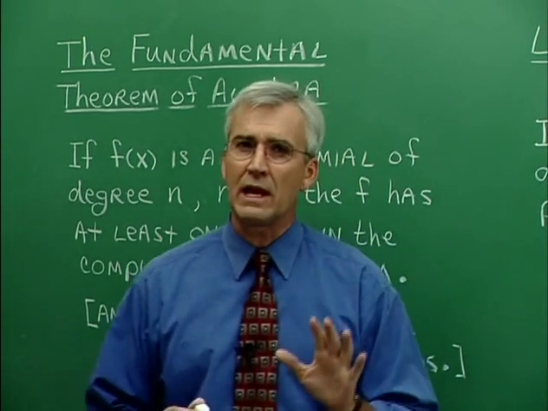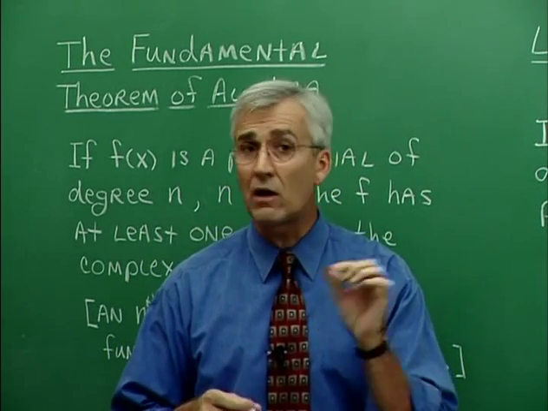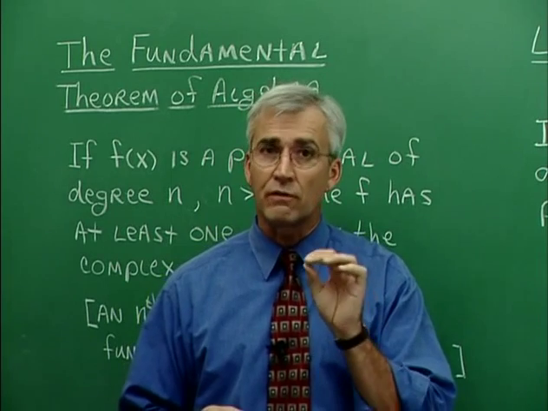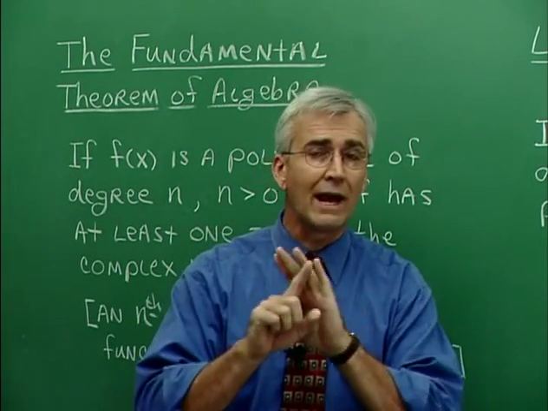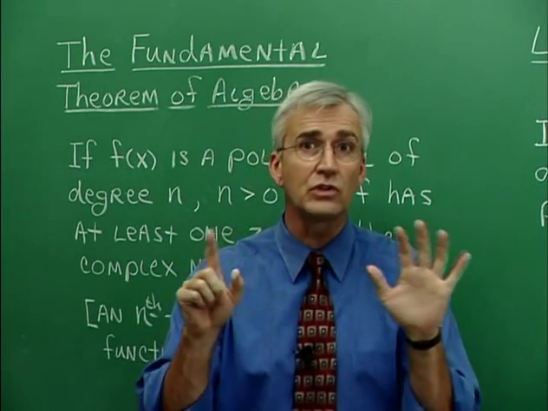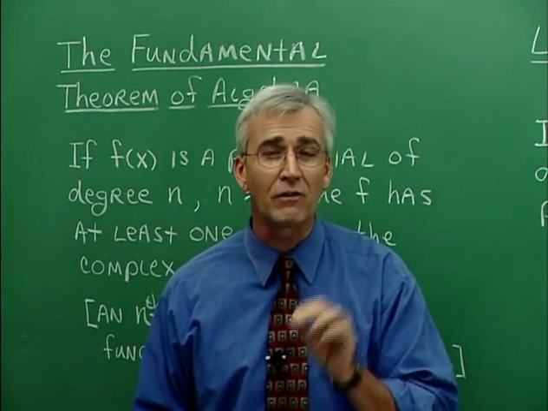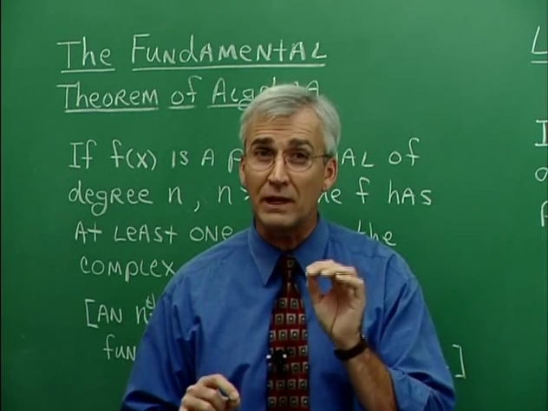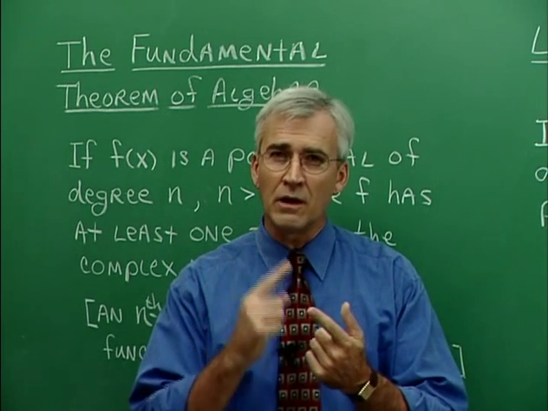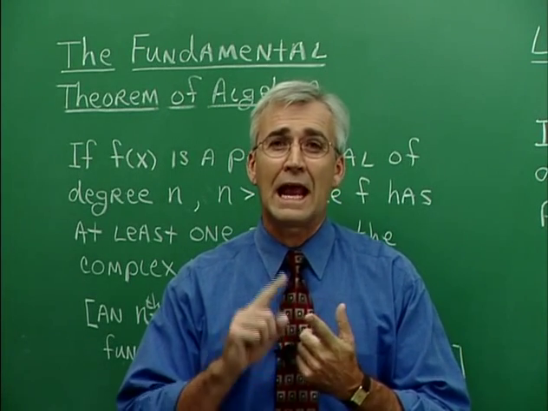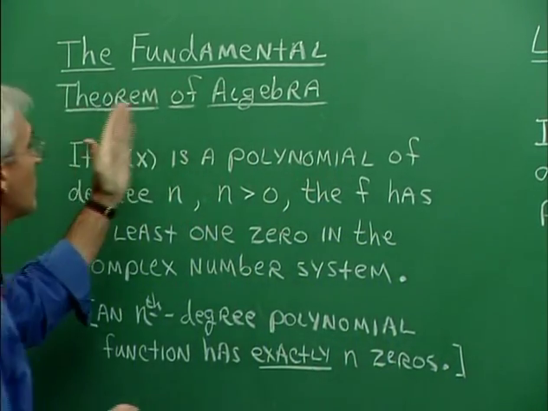Now, we want to expand the idea just a little bit because although it's true that if we have a parabolic curve, for example, whose vertex is above the x-axis and which opens upward, we have no x-intercepts and therefore no zeros of the function in the real number system. That's true enough. However, if we expand our thinking to complex numbers, it'll turn out that there is a direct correspondence between the number of zeros in a function and the degree of the polynomial. And that's the essence of the fundamental theorem of algebra.